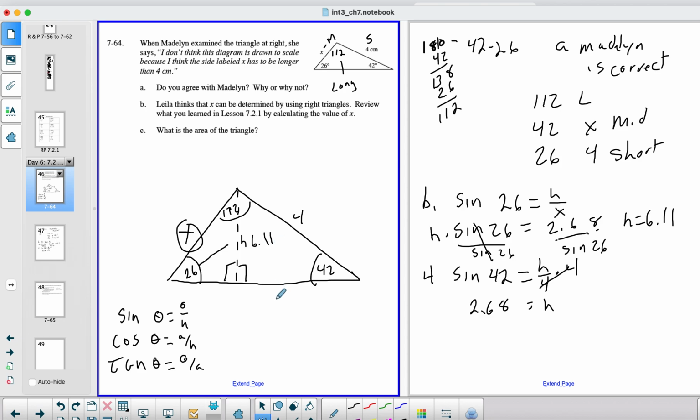I'm going to fill in my graph. H is 6.11. Oh wait, I lied. H is not 6.11. H is, erase.